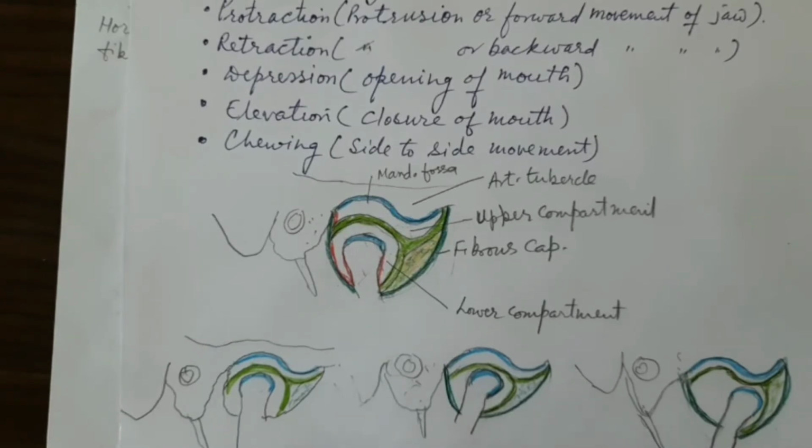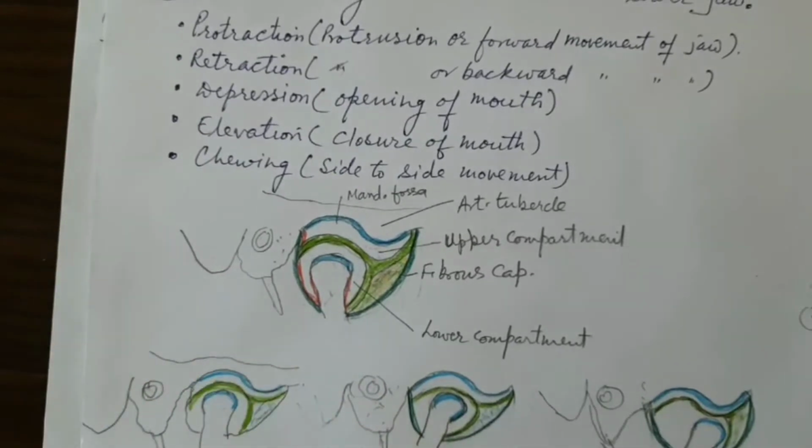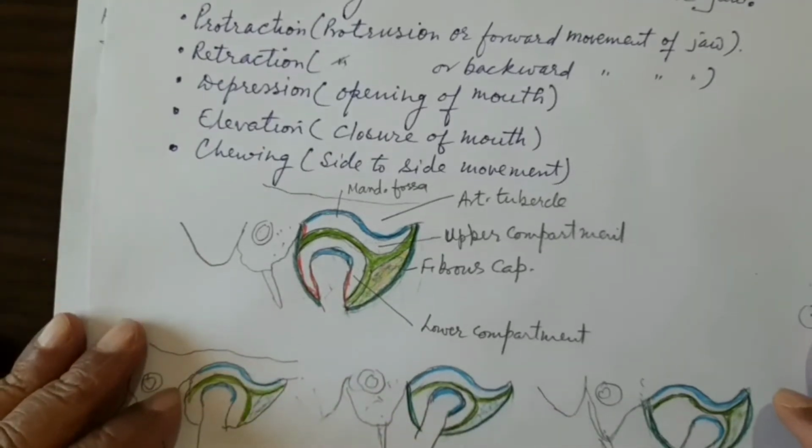How is this movement produced, the slight opening where the jaw goes down? This is due to the contraction of the lateral pterygoid muscle of both sides, and this movement is also assisted by gravity.